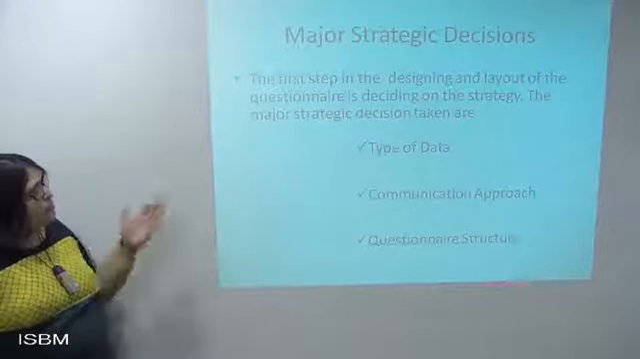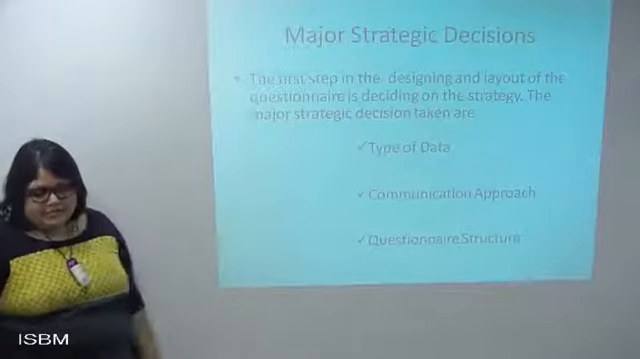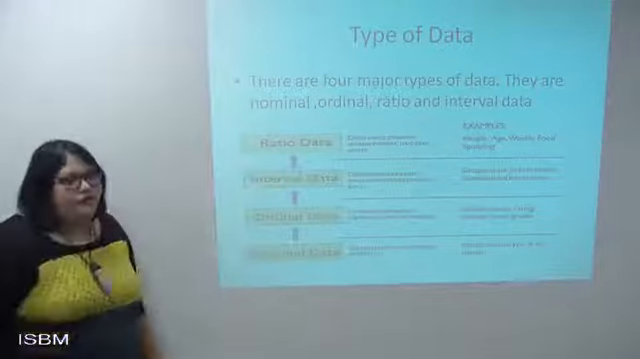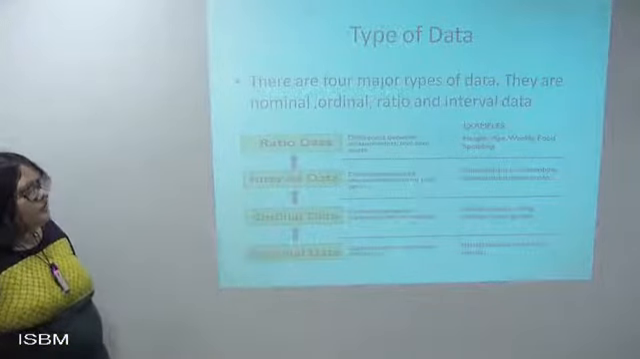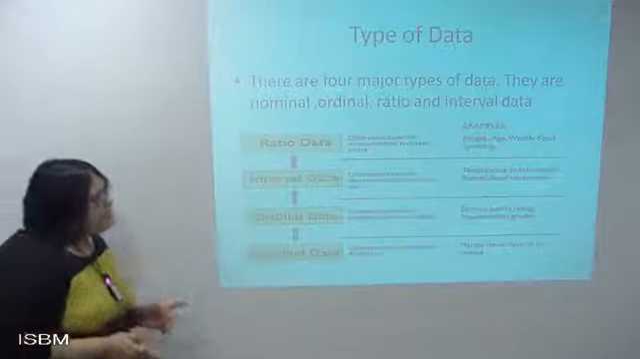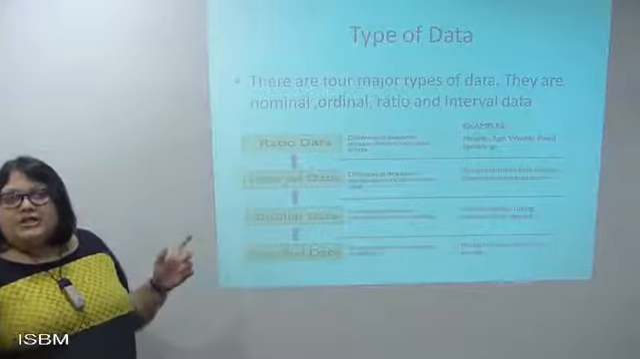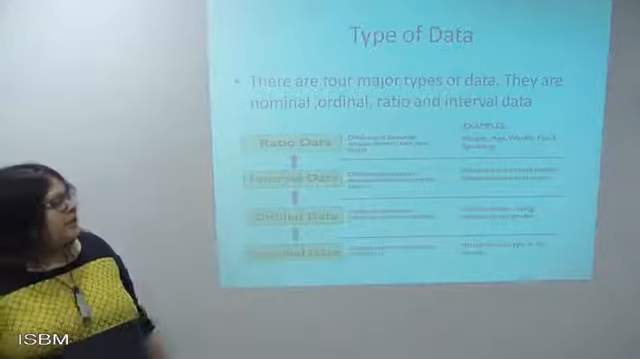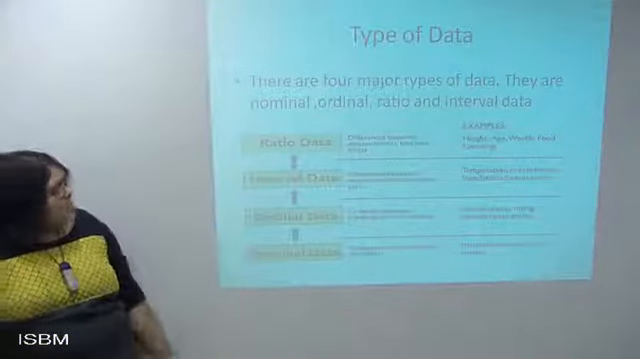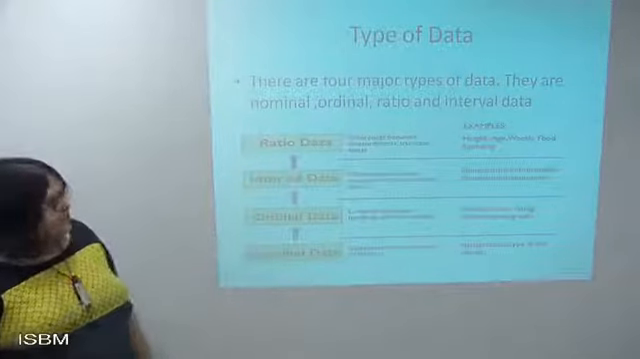So in any designation of a questionnaire, you go on with certain types of approach. The first approach is the type of data. Now, what is data? Data is nothing but the systematic collection of facts which will enable you to conduct your research study. Data are of nominal type, ordinal type, ratio and interval type.